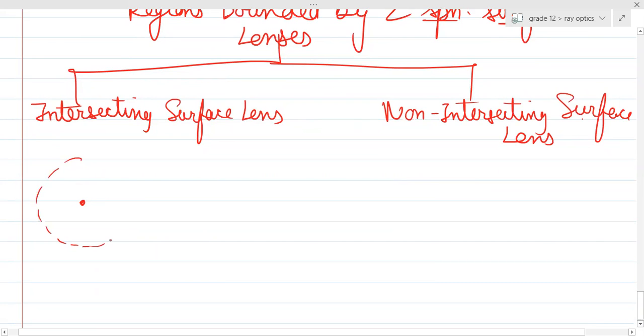So in the case of an intersecting surface lens, suppose I have this as one surface, and let's say this is our other sphere, right? Can you see these two spheres? Can you see that this particular surface and this particular surface are intersecting? So basically our material is only in this part. Yes, sir. These types of lens are basically called biconvex lens.